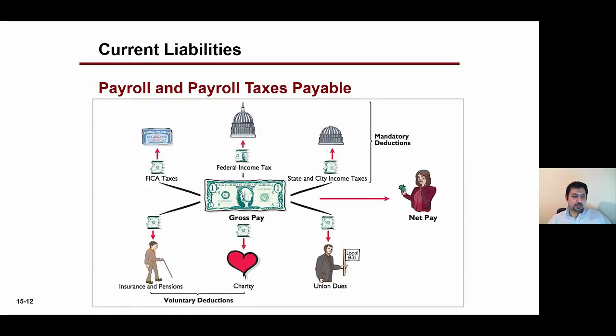Here, as you can see, this part is the gross pay, the full amount. A chunk of it will go to FICA taxes. Another chunk will go to federal income tax. One will go to state and city income taxes, etc. Whatever remains after all these deductions will go to the employee, and that would be the net pay. This is the amount that will actually be on the paycheck itself.